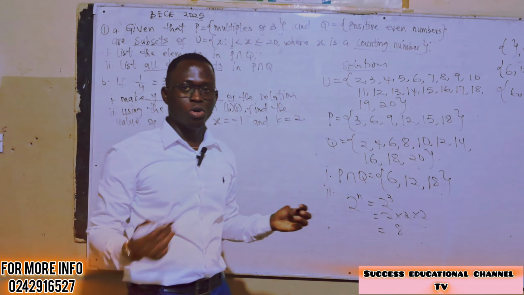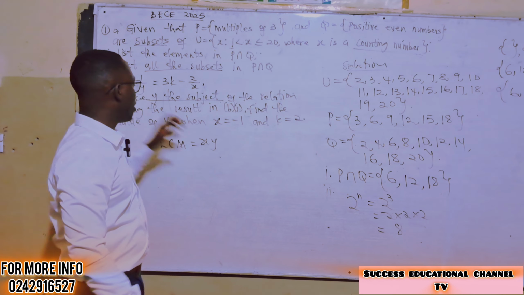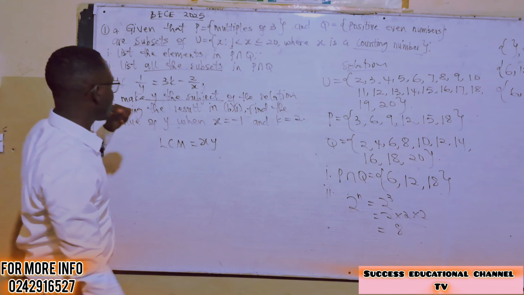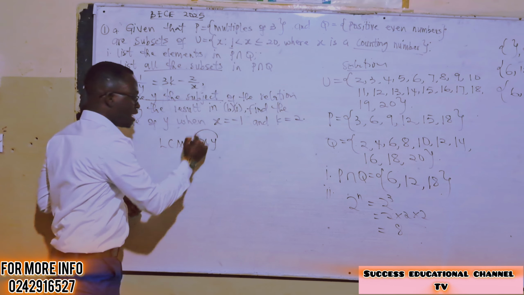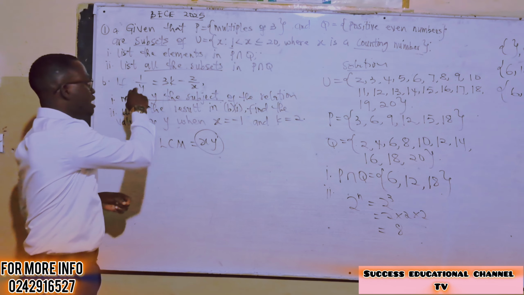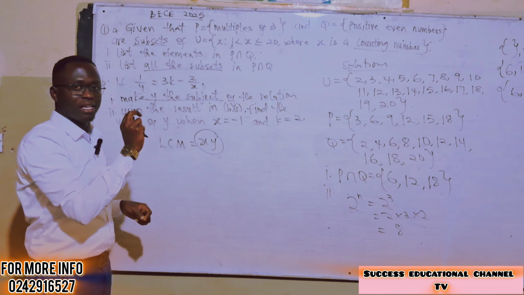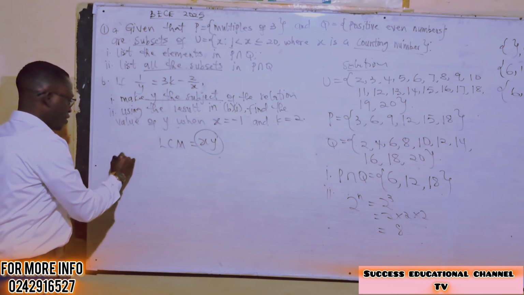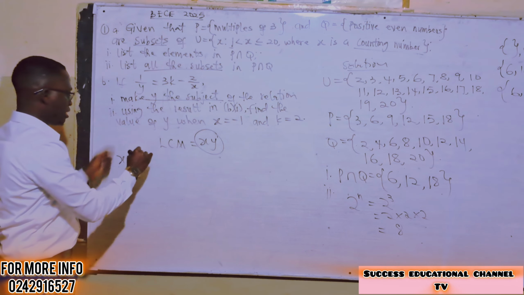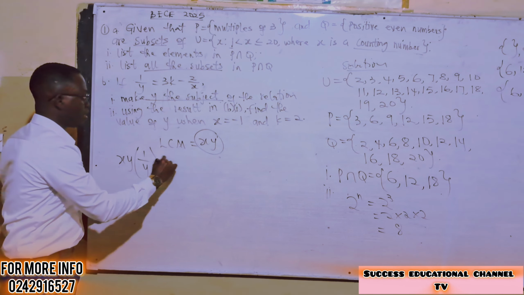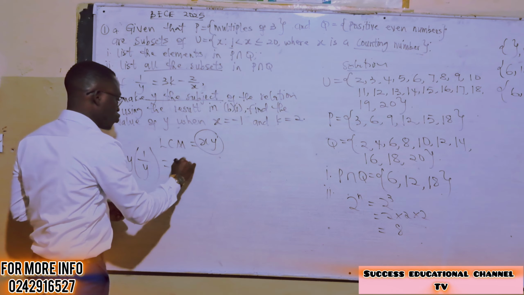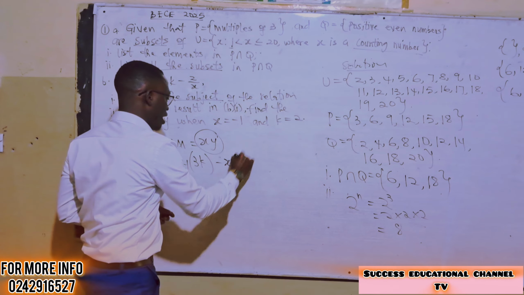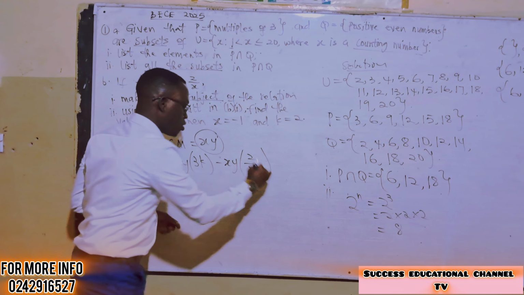And what are we supposed to do? We are to multiply through by the LCM of the denominators. Multiplying through simply means that the LCM has to be repeated based on the number of terms we have over here. So we have three terms. It means our first step here, we're going to have xy multiplying 1 over y equal to xy multiplying 3k minus xy multiplying 2 over x.